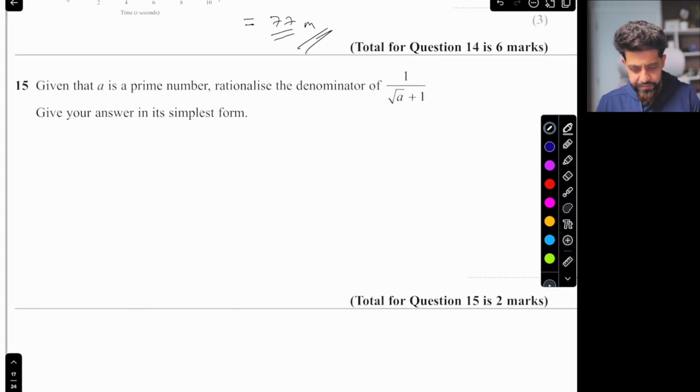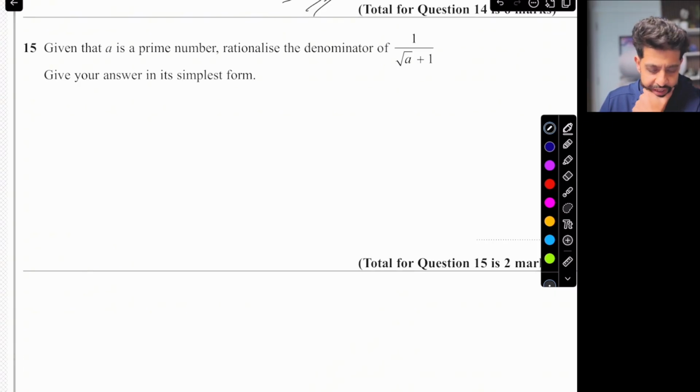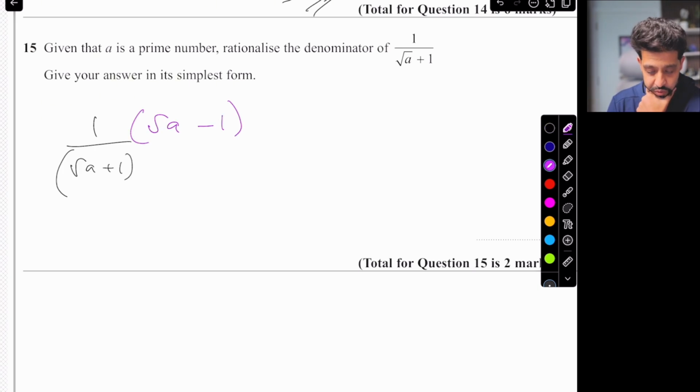Right. Next, 15. Given that a is a prime number, rationalize the denominator of that. Okay, so rationalize means to multiply top and bottom by that. I don't know what the prime number bit is, but we'll see in a bit. So 1 over root a plus 1. What do we multiply the top and bottom by? Root a minus 1. Okay, so multiply the top and bottom by the minus version.